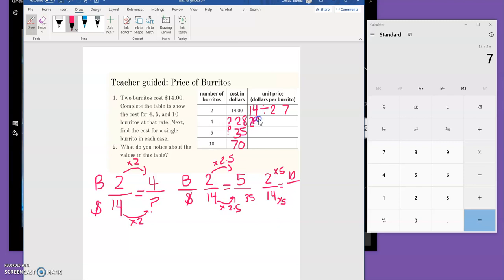28 divided by 4, also 7. 35 is the cost, divided by the number we're buying, 5, will also be 7, and 70, the dollars, divided by the number we bought here, is also 7. What I'm noticing in my table is that the unit price does not change. Whenever you have an equivalent ratio, the unit rate will be the same for each.